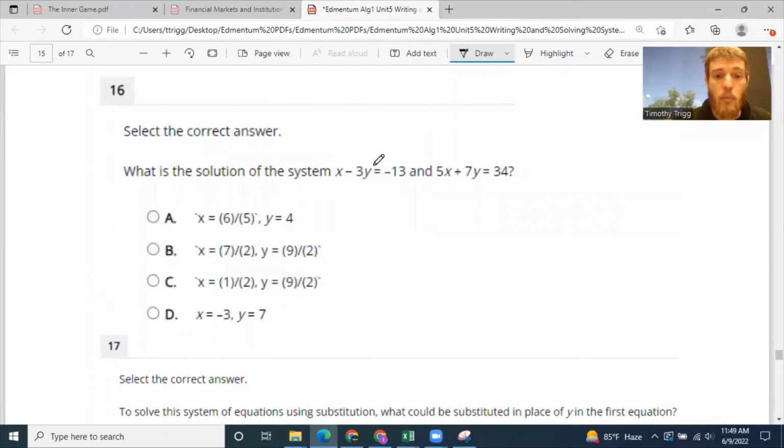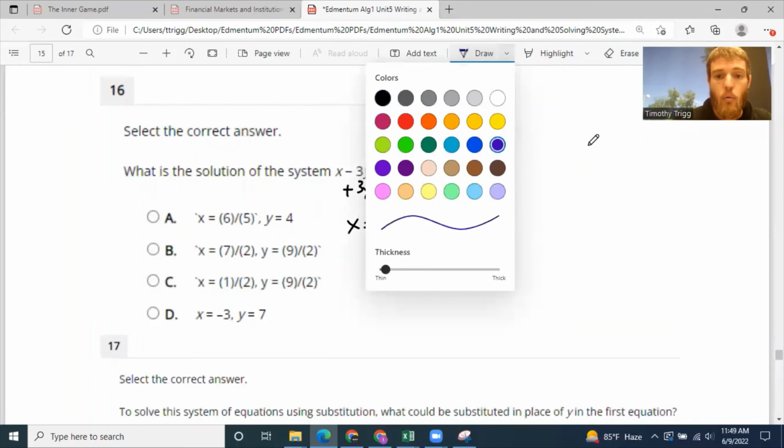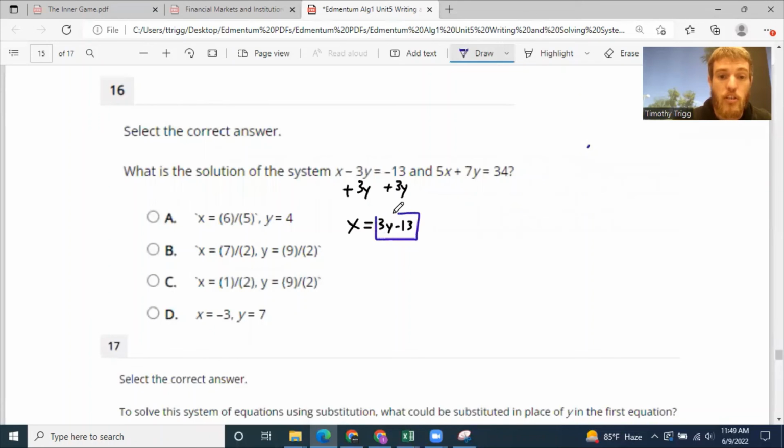So x minus 3y equals negative 13. What I can do here is I'm going to solve for x in this first equation. Now, how am I going to get x by itself? Well, I can add 3y to both sides of this equation, giving us that x is 3y minus 13. So now we know the value of x, or in other words, we can use this expression and plug it in for x, substitute it into the second equation.